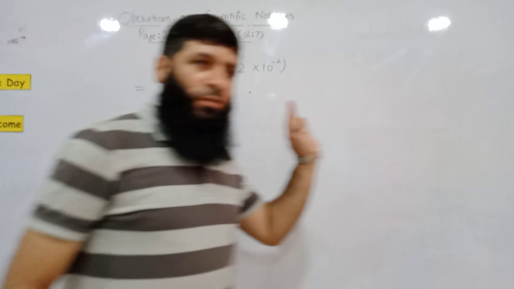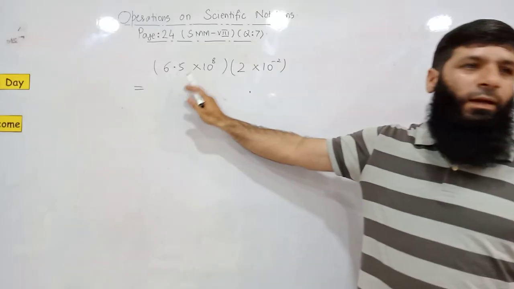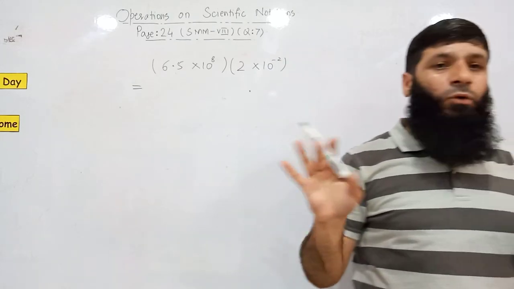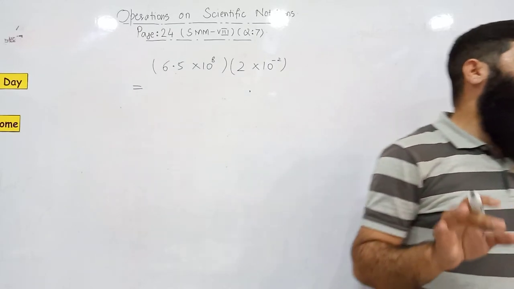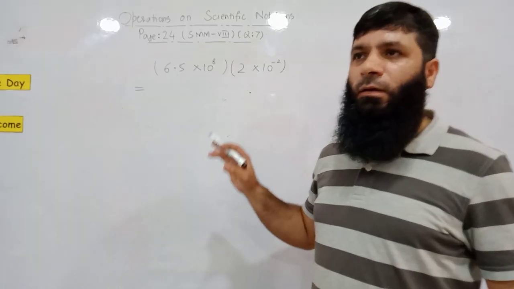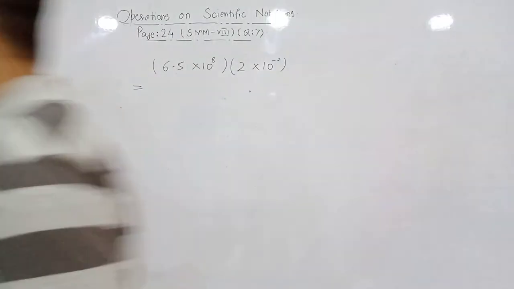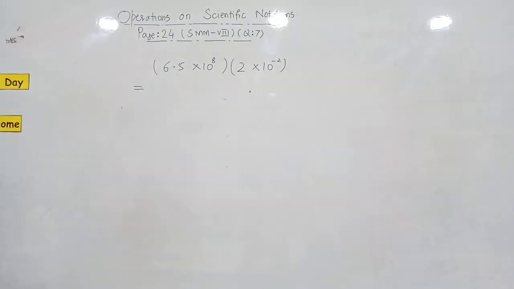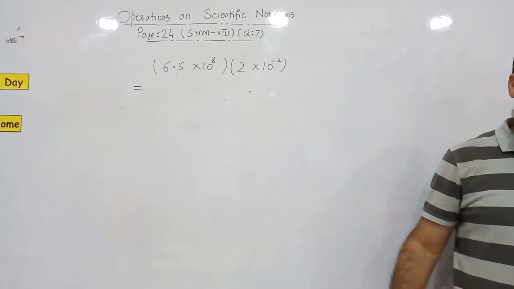You have two numbers, this is first number and this is second number, and you can see that both numbers are in standard form, are in scientific notation. And if you multiply these two numbers, you need to think of two numbers.